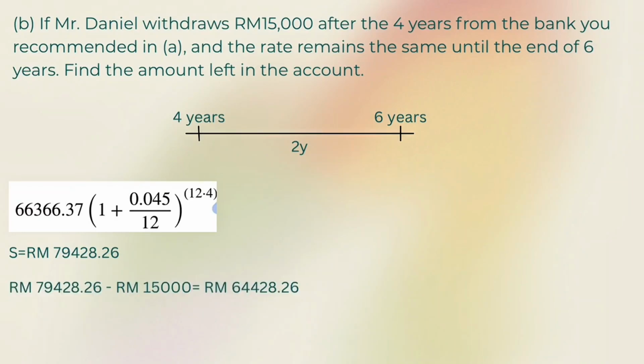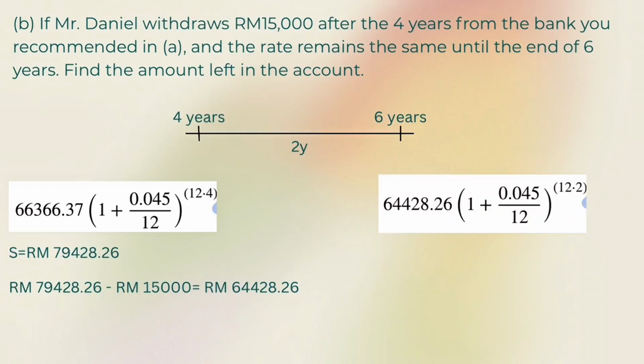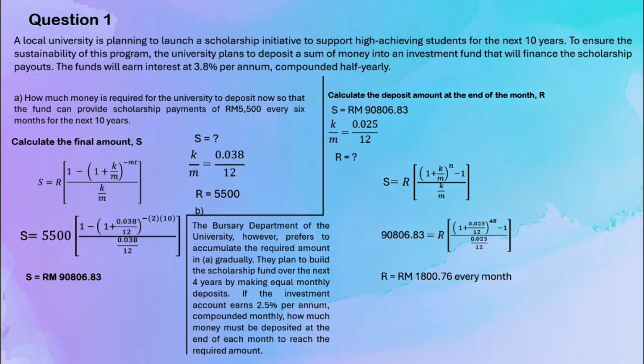After that, the value that we calculated earlier is going to be minus the 15,000 that Mr. Daniel withdraws, and the total is going to be 64,428 ringgit 26 cents. Lastly, the amount that we got is going to be the principal to solve the remaining 2 years of investing. Using the same formula, the amount left in the account is 70,483 ringgit 88 cents.